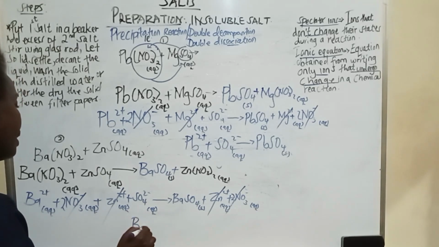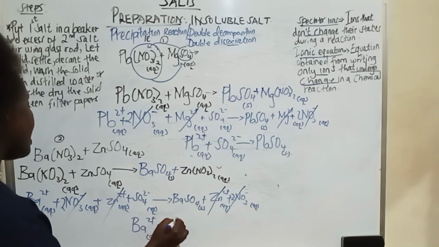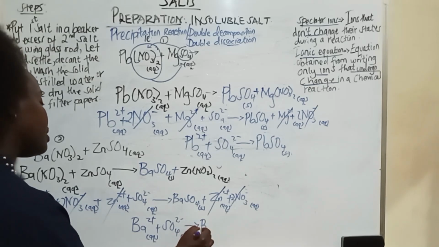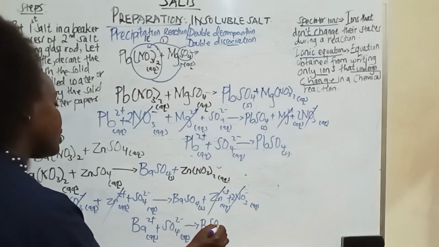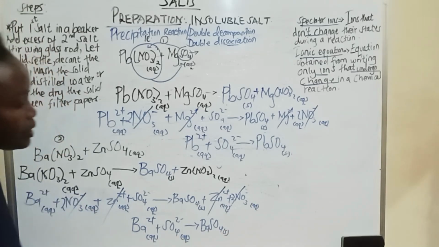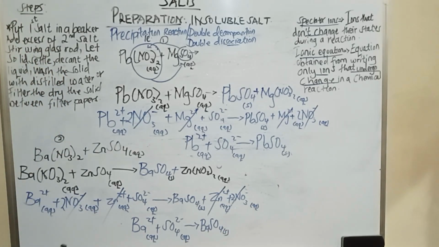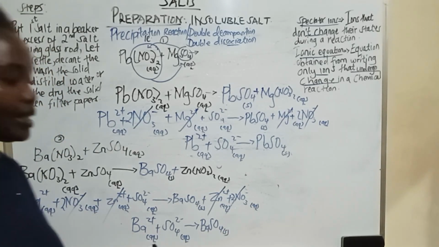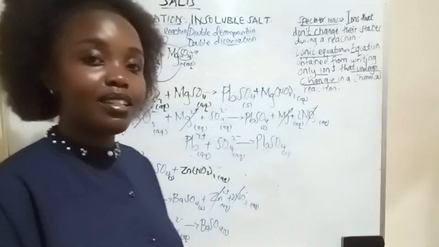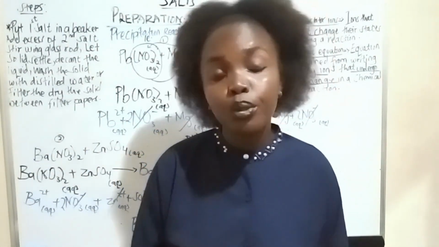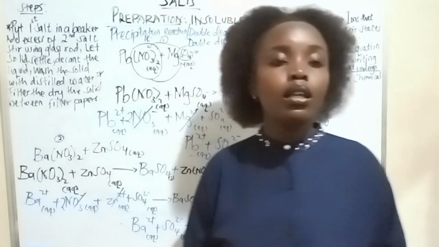So our ionic equation is going to be written like that. So you get your barium sulfate. Okay, so this is our ionic equation. So that is how you write an ionic equation, and that is how you prepare an insoluble salt.